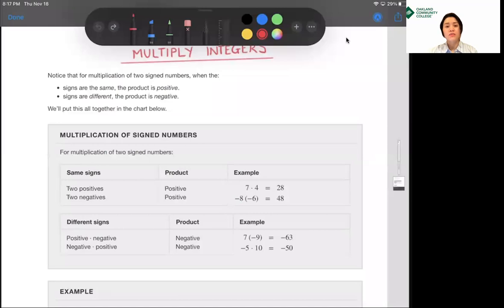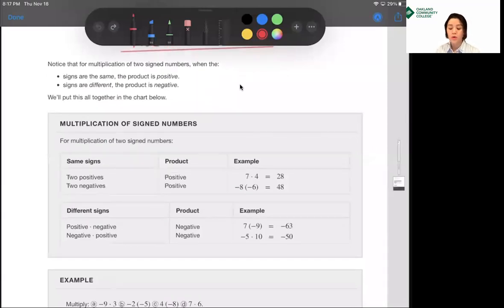Today, the learning objectives are multiplying integers and dividing integers. So the first objective is multiplying integers. We know that multiplication is a mathematical shorthand for repeat addition, right? So without further ado, I'm going to introduce the rule for when you multiply two integers.